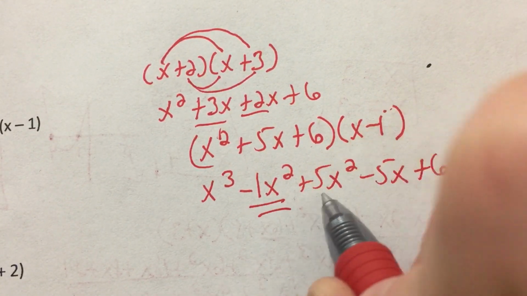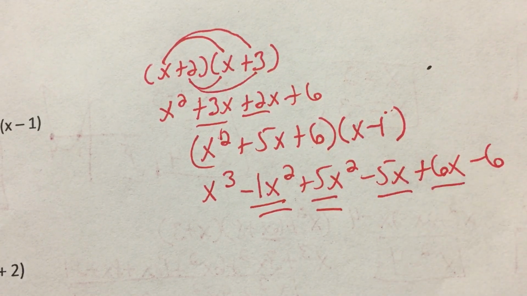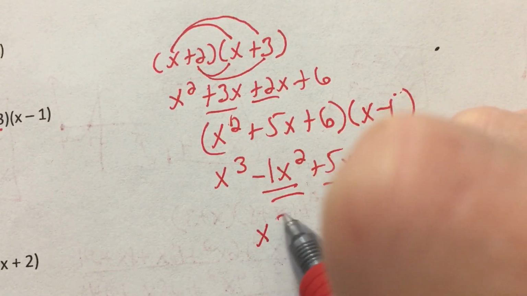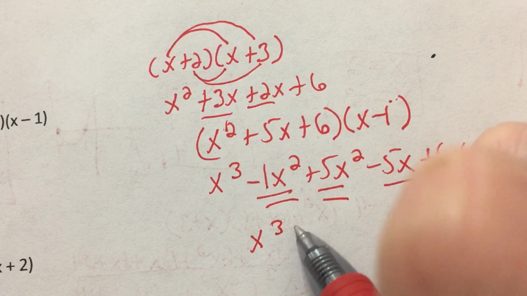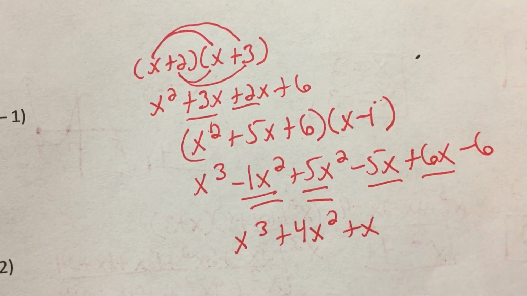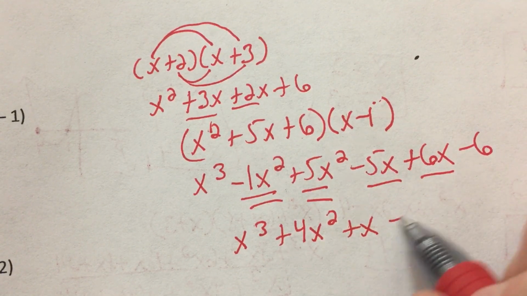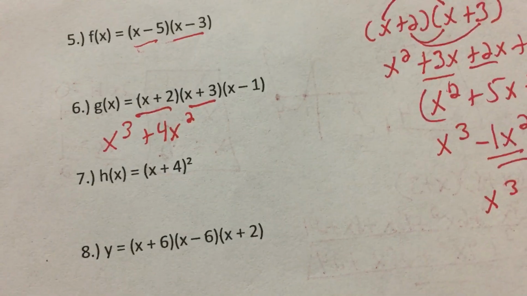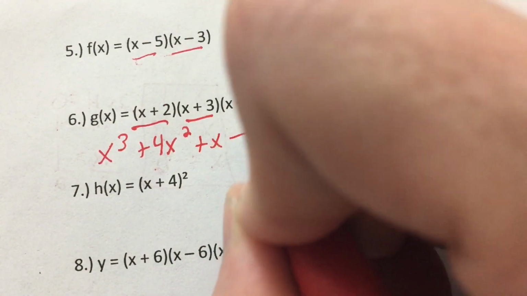I have like terms here and here. So final answer, I'm going to end up with x to the third. This makes positive 4x squared. This makes positive 1x. And then negative 6. Okay. So x to the third plus 4x squared plus x minus 6 is my answer.